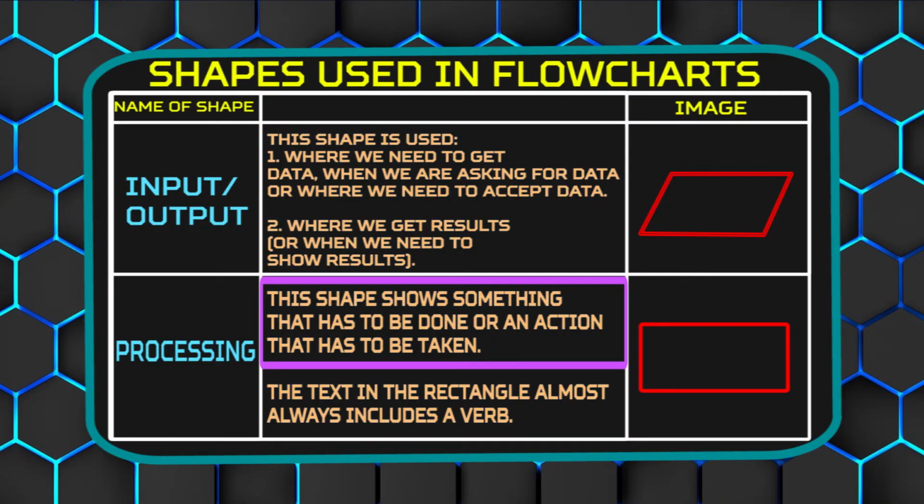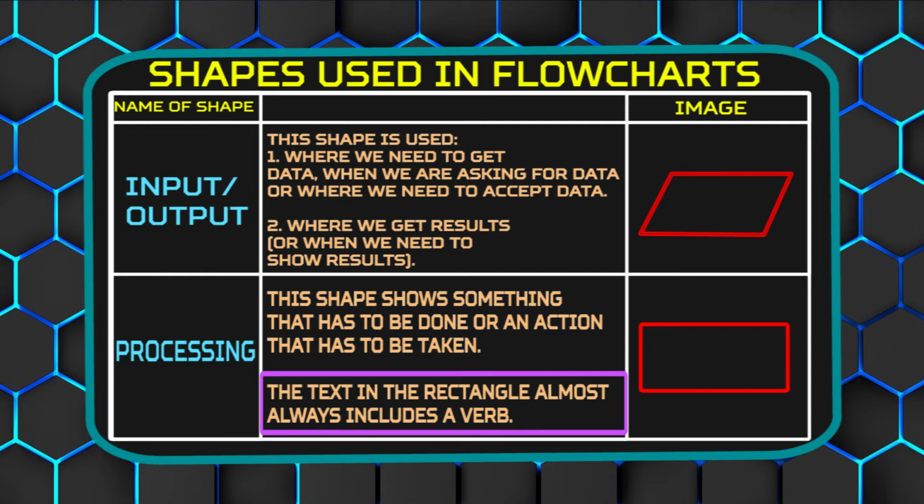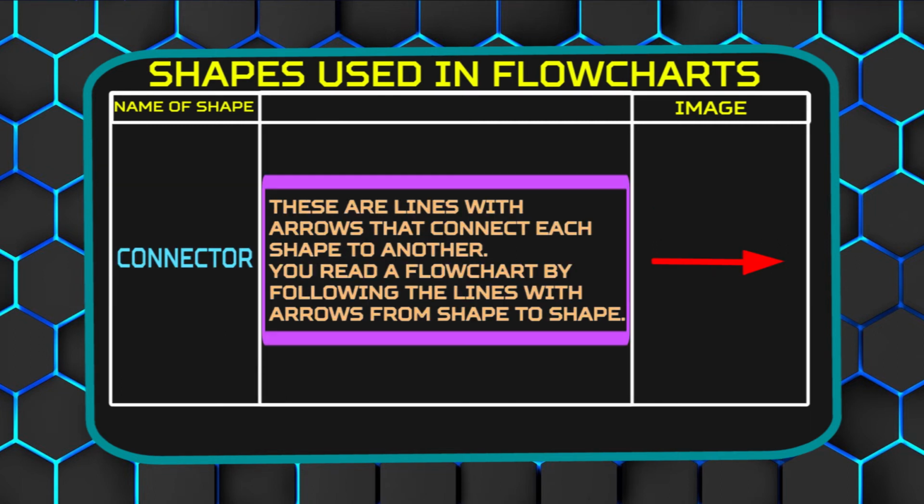Processing. Now this shape shows something that has to be done or an action that has to be taken. The text in the rectangle almost always includes a verb. And as you can see, the shape is a rectangle. We then have the connector. These are lines with arrows that connect each shape to another. You will read a flowchart by following the lines with the arrows from shape to shape.